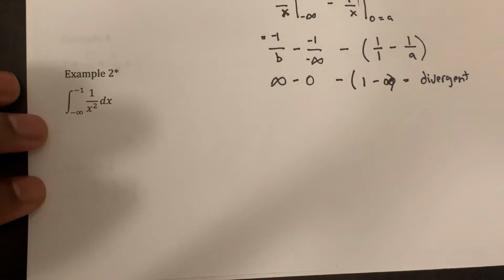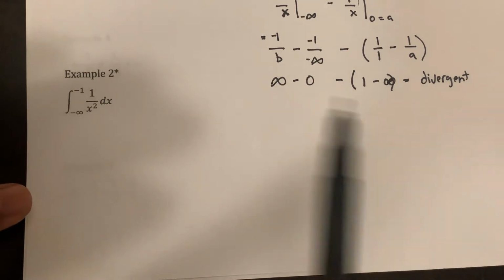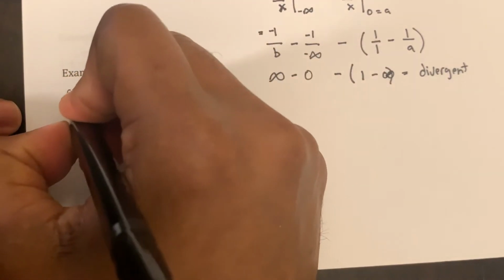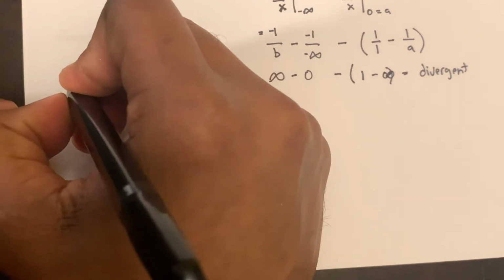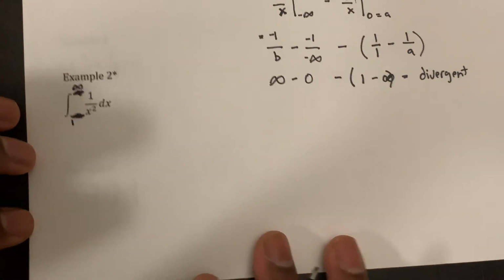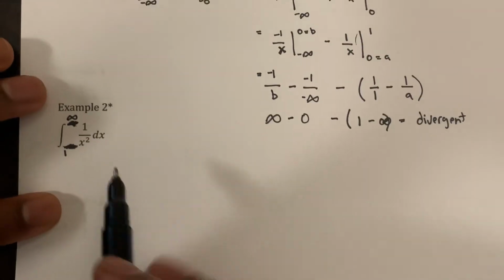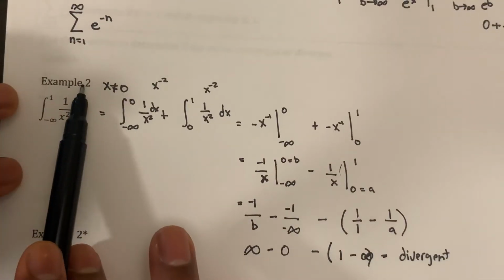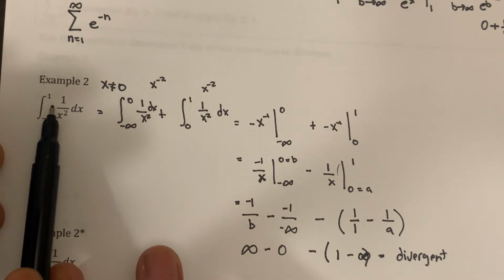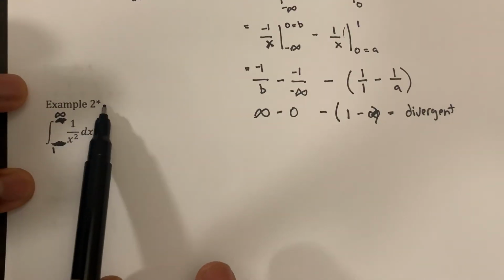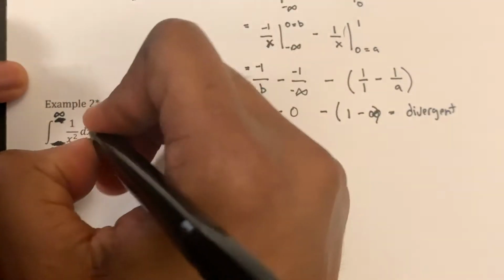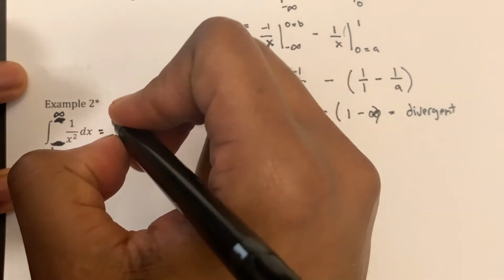So, for example 2 star, it is almost the same thing, except, you know what? To make this look like something that we would do for a series, let's change this to be from 1 to infinity. We're going to get the same answer up to a negative. So now we don't have to worry, like in example 2, about this point of discontinuity at 0. In example 2 star, we're past the point of discontinuity, x equals 0. We're starting at 1.